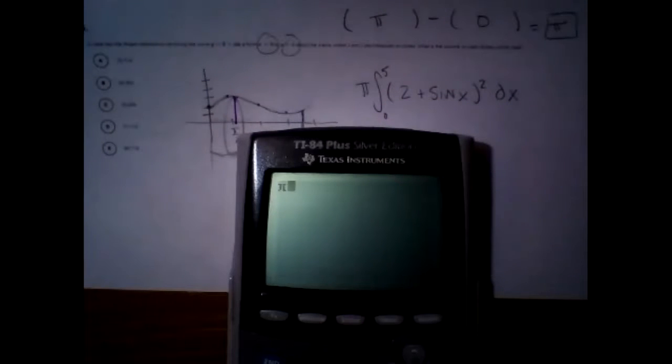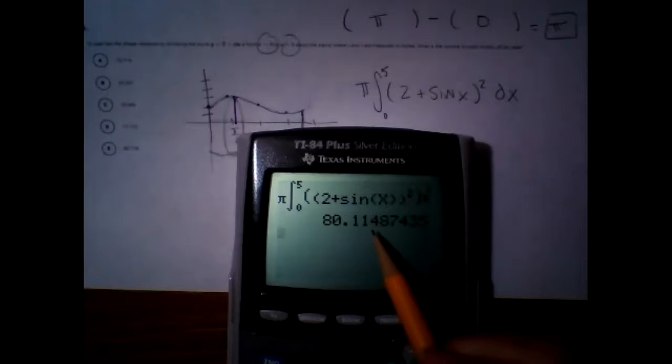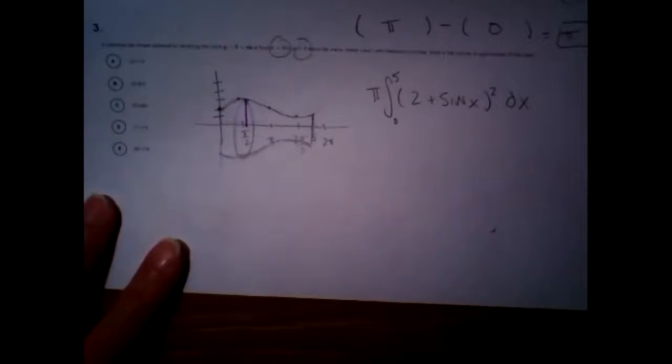So this is going to be pi integral from 0 to 5, parenthesis, 2 plus sine of x, close parenthesis, squared dx. And we get 80.114. They're going to round up. They always round. So 80.115, and so that one is E.